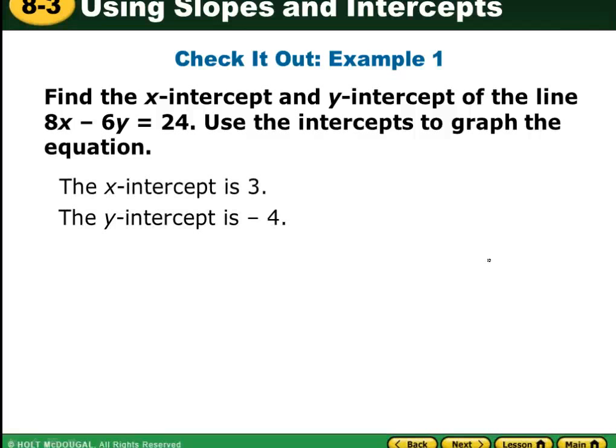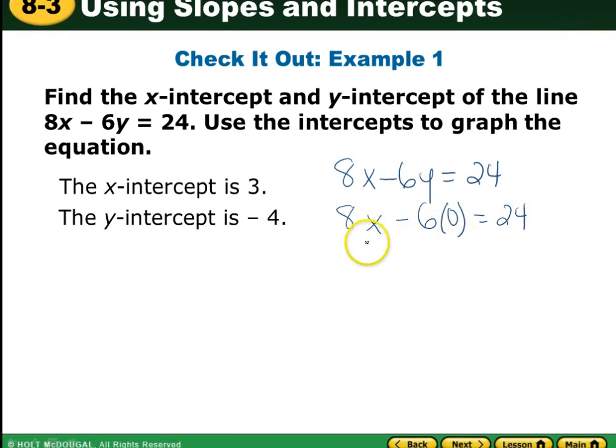Alright, welcome back. So here we have the x-intercept is 3 and the y-intercept is -4. Let's go ahead and solve it so we can see. First thing we're going to do is solve for the x-intercept. Remember, when we're trying to find x, we just replace y with 0. So it's going to be 8x minus 6 times 0 is equal to 24, and -6 times 0 is 0, so I'm left here with 8x is equal to 24, and divide both sides by 8, and my x-intercept here will be 3 like we saw right here.